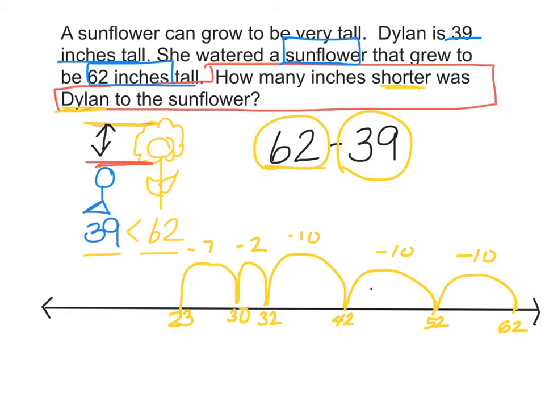So what we did here was we took away lengths of jumps to end on the difference. I chose to do it by tens, and then 2 to leave me with my friendly number here, and then the last 7. So either counting up by tens and ones or taking away by tens and ones leaves us with the same answer. So Dylan was 23 inches shorter than the sunflower.